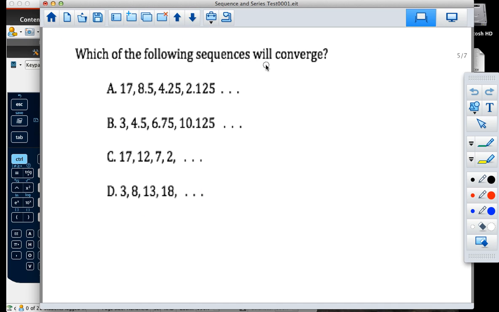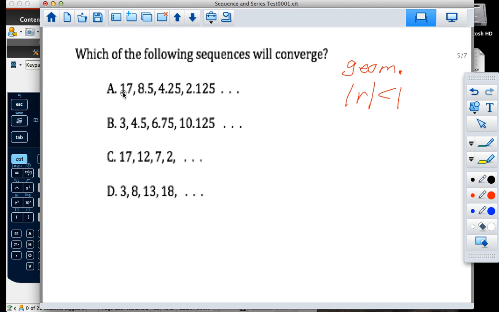Which of the following sequences will converge? This is kind of a refresher. It has to be geometric. That's geometric, and the absolute value of R has to be less than 1. It can be a negative R value as long as its absolute value is less than 1.